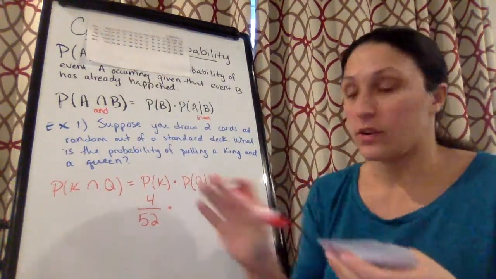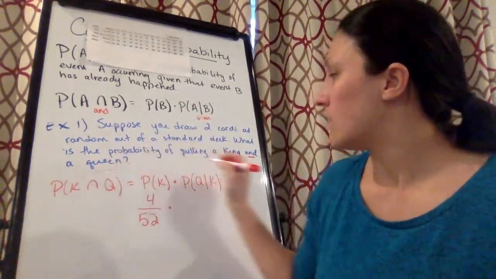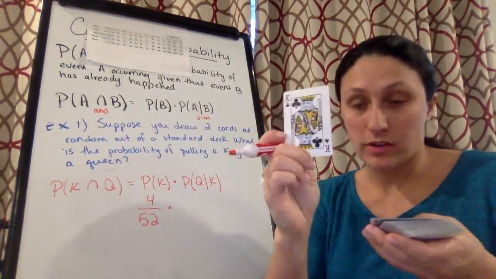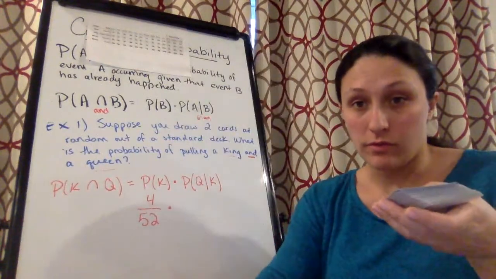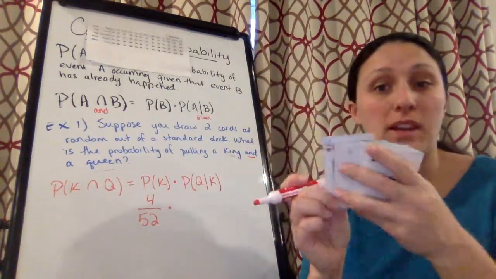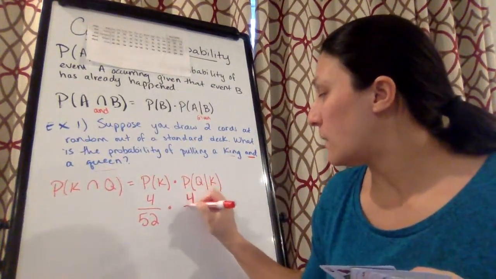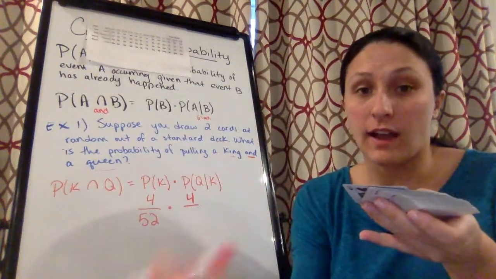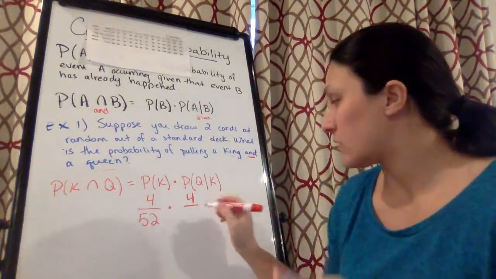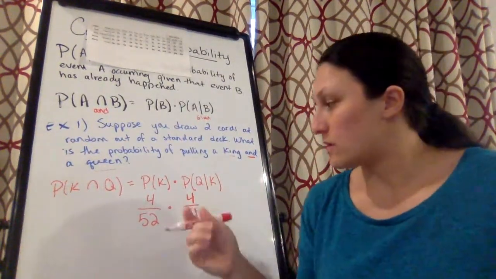And now, if you want to know the probability that both things occur, a king and a queen, the king must have come first, and then that card is removed. So now, what's the probability that you pull a queen next? Well, how many queens are left in the deck? There's still 4. And how many total cards are left in the deck after you remove this king that you just drew? There's now 1 less, so there's 51. And then you just multiply these.